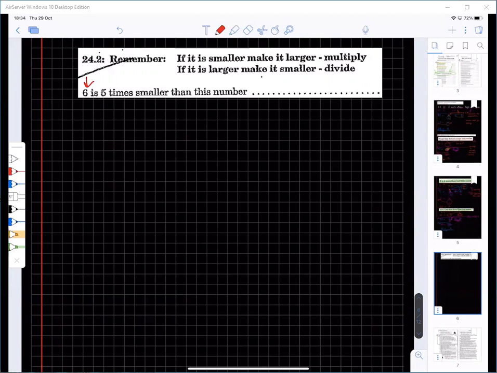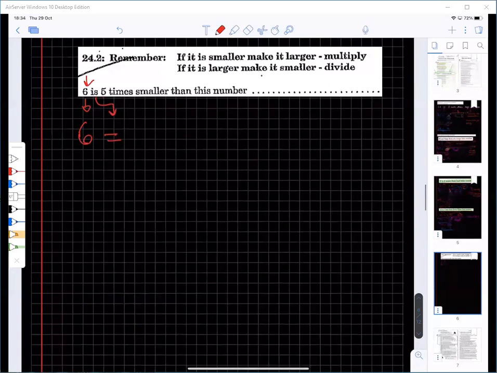Okay, we missed the beginning bit. So you said 6 is 5 times smaller than this number. Is that right? Yeah. Right. Can you start translating it for me, please? 6 is 6. Okay. Is equals. Lovely. 5 times is times by 5. Now this is where you've got to be careful.